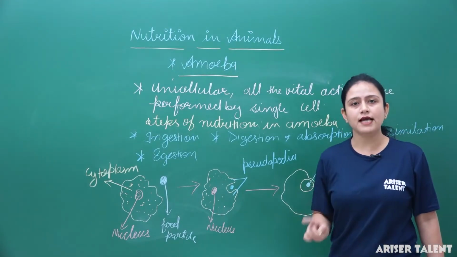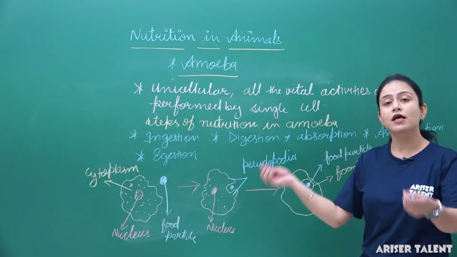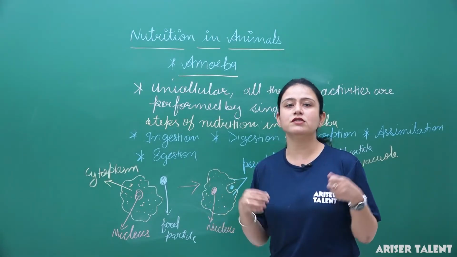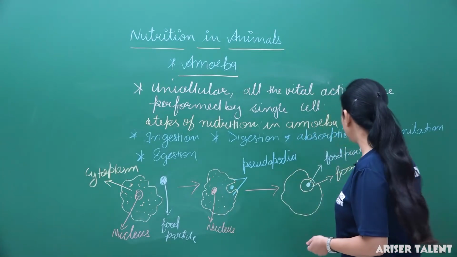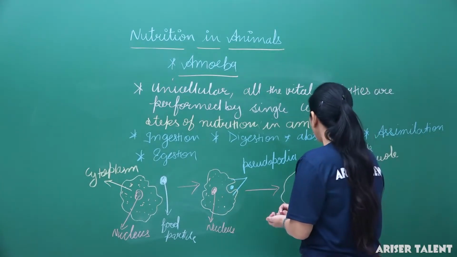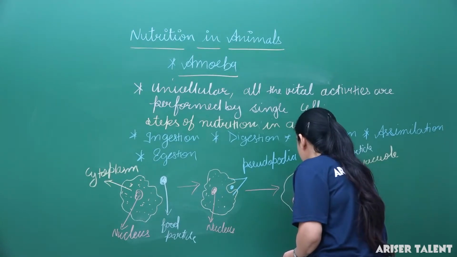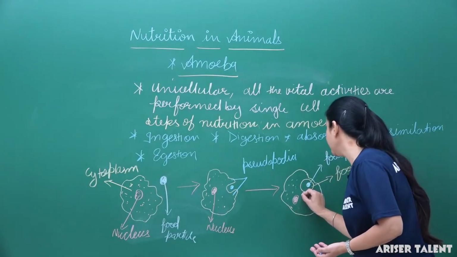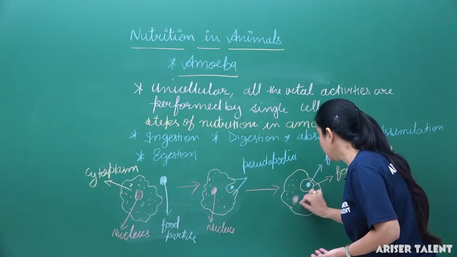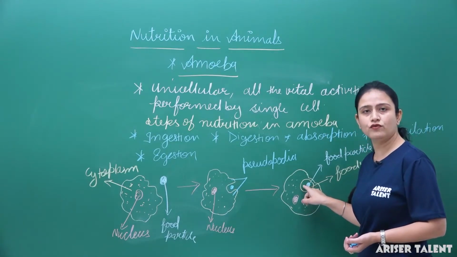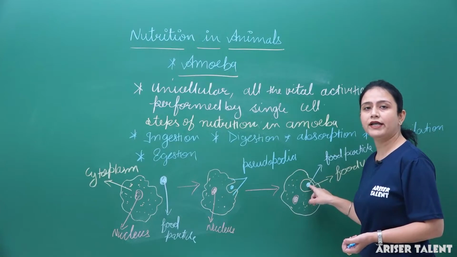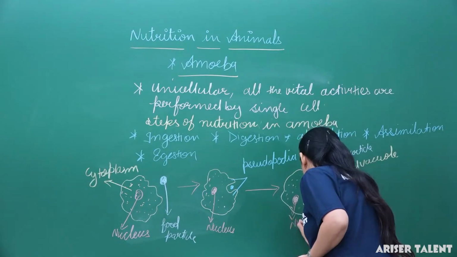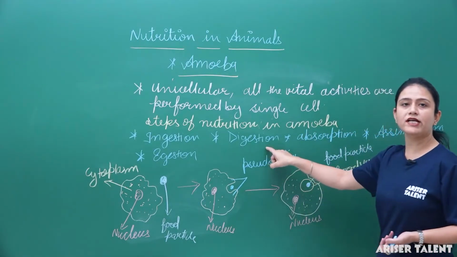This food vacuole is temporary, it's not permanent, because as many times as the amoeba gets the food particle or its food, it forms food vacuoles. So these are temporary structures. Now what happens, whatever enzymes are present here in the cytoplasm, these enzymes enter the food vacuole and then this food particle gets digested. And this process is known as digestion.